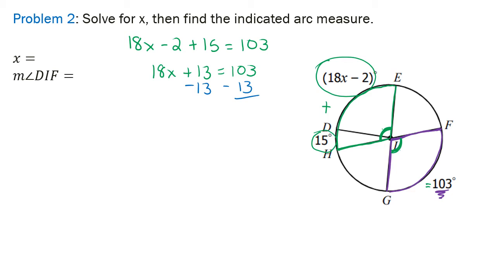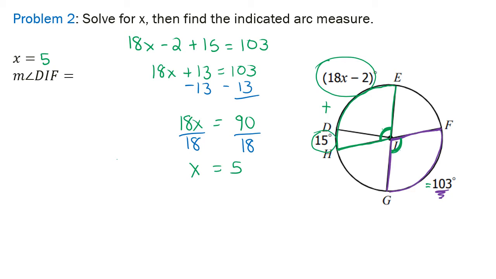And you get 90. Then we want to go ahead and divide both sides by 18 to find out what x is. So 90 divided by 18 is 5. So we've learned what x is. This is just one way to figure it out.